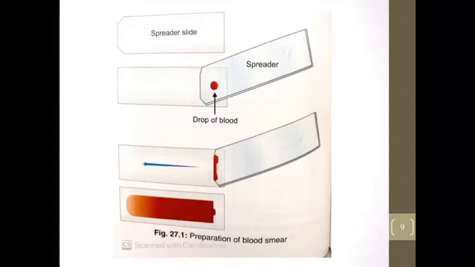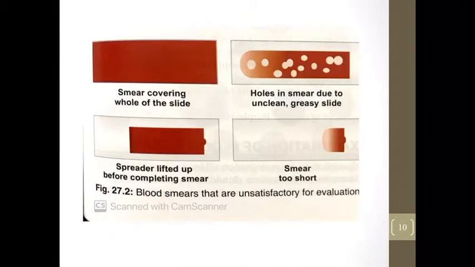So first is the spreader. A spreader means a slide which has smooth edges. We have to prepare the spreader for making the slide. The drop of blood is placed about 1 centimeter away from the edge. First we have to pull the spreader backward to touch the drop and then move it smoothly forward to make a tongue-shaped smear. So the smear is made.